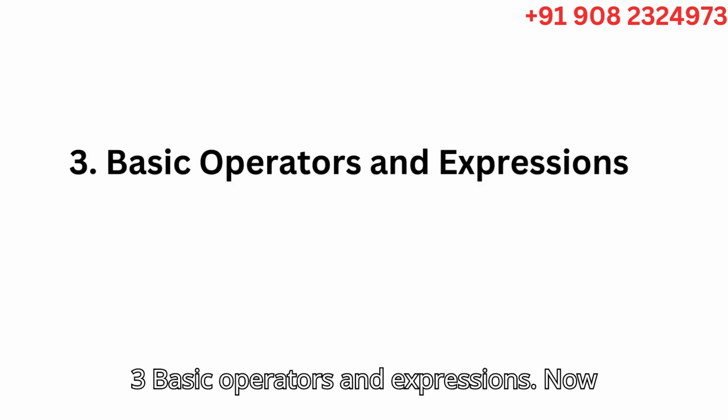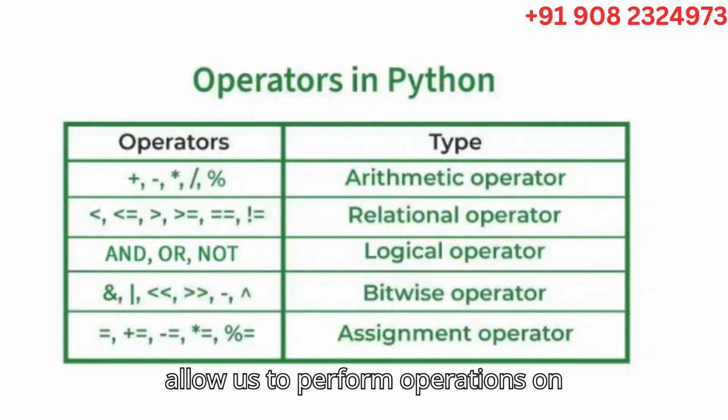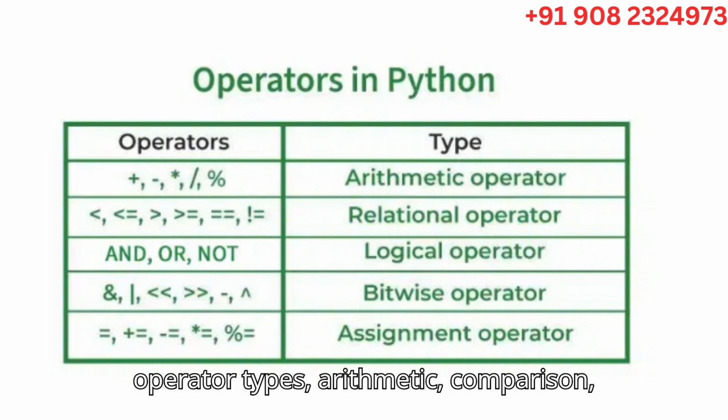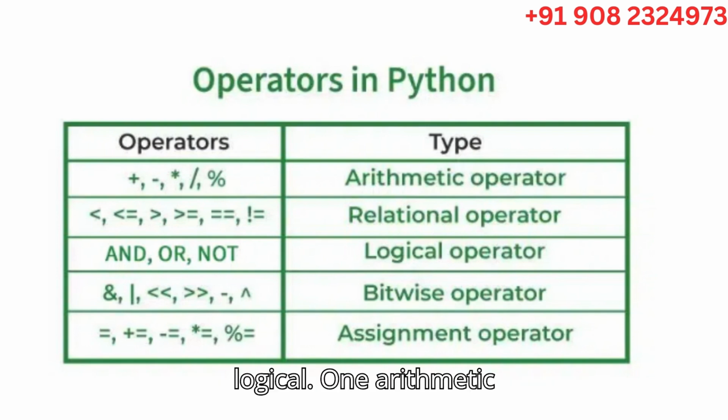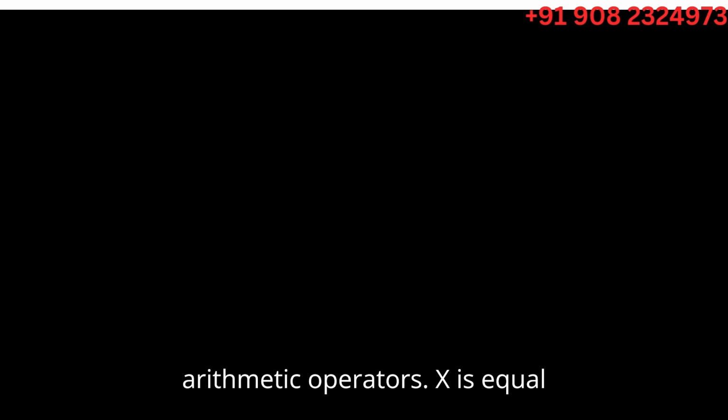3. Basic operators and expressions. Now, let's talk about operators. They allow us to perform operations on data. A table summarizing operator types: arithmetic, comparison, logical. 1. Arithmetic operators. Let's start with arithmetic operators.